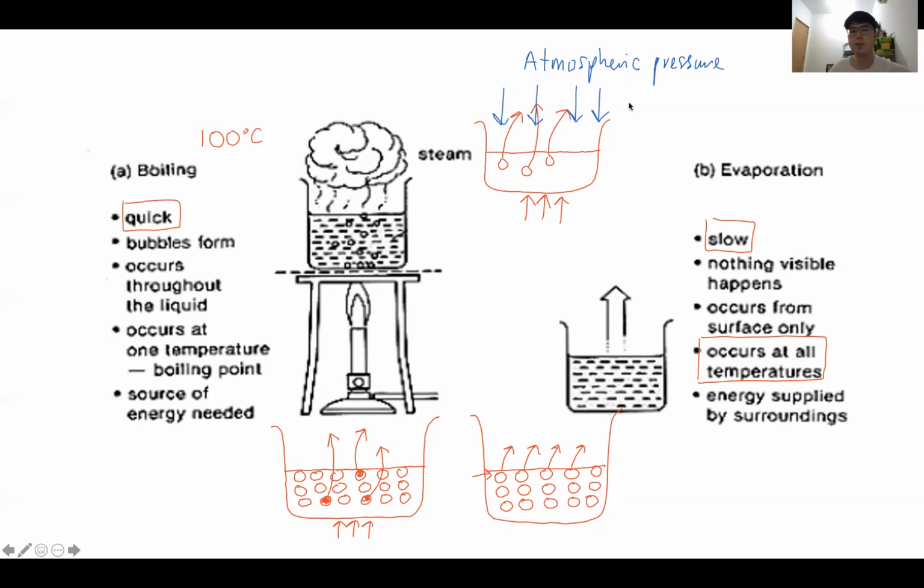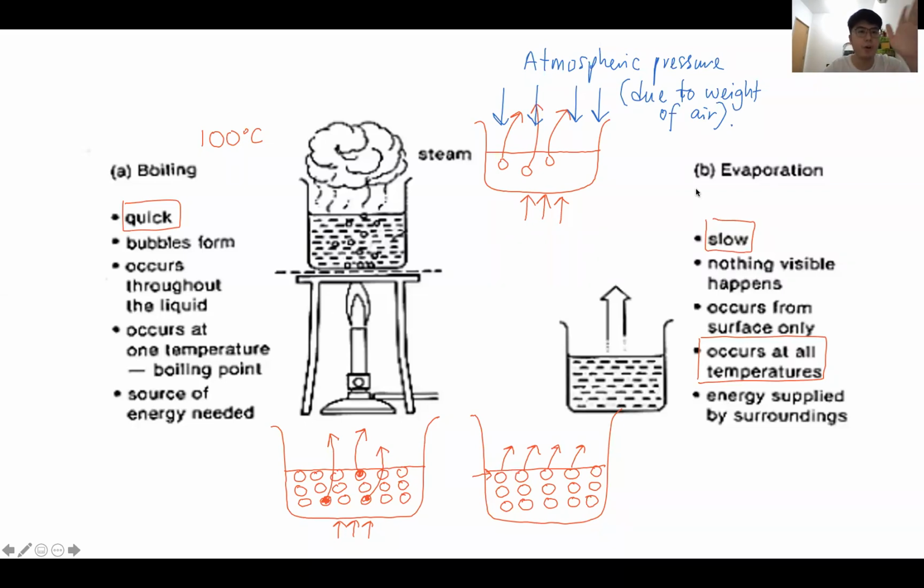Atmospheric pressure is due to the weight of the atmosphere. Anything has weight. Even water has weight, so we have water pressure, right? As you go deeper down into the sea, the ocean, you find it difficult to breathe. That is also because of the pressure. It comes from the weight of the liquid.